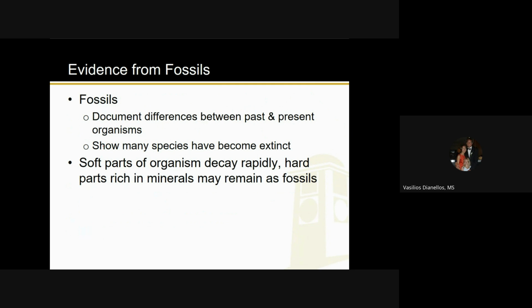Anyway, speaking of fossils, your book does point out that the soft parts of organisms decay rapidly, while the hard parts that are rich in minerals are the things that may remain as fossils. So basically, that's where fossils come from, right? Some of the fossils, and we'll talk about this in a few slides, come from the actual remains of the organism, but it will have to be the remains that are rich in minerals, because those remains actually go through chemical changes, and they change into basically stone.